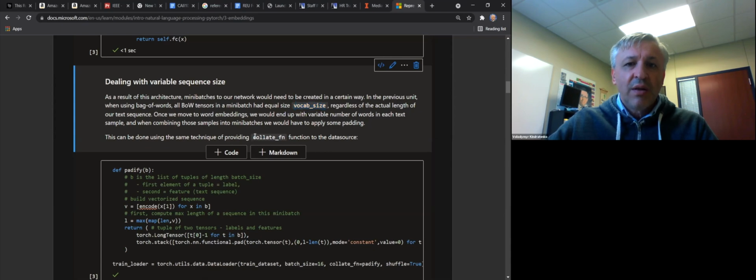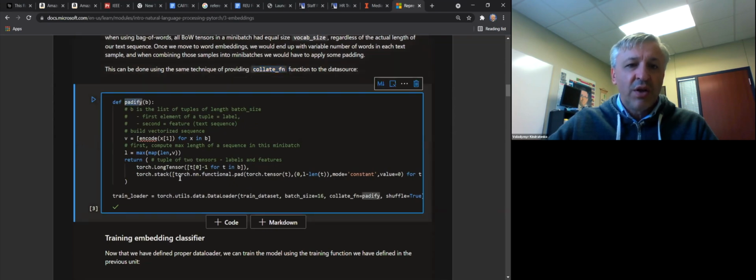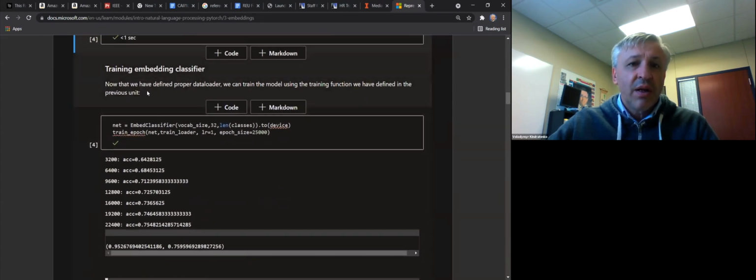Again, this can be done through the collate function in the data loader. We will implement this padding function to extend the embedding representation to be of the same size for all the samples we work with. So our data loader is going to take this collate function as padding, again with the same batch size of 16 and so on. Here we guarantee that each vector will be of some fixed size, and if the sentence happens to be shorter, then that vector will be zero padded to give us the same size for all of the samples that we have to process.